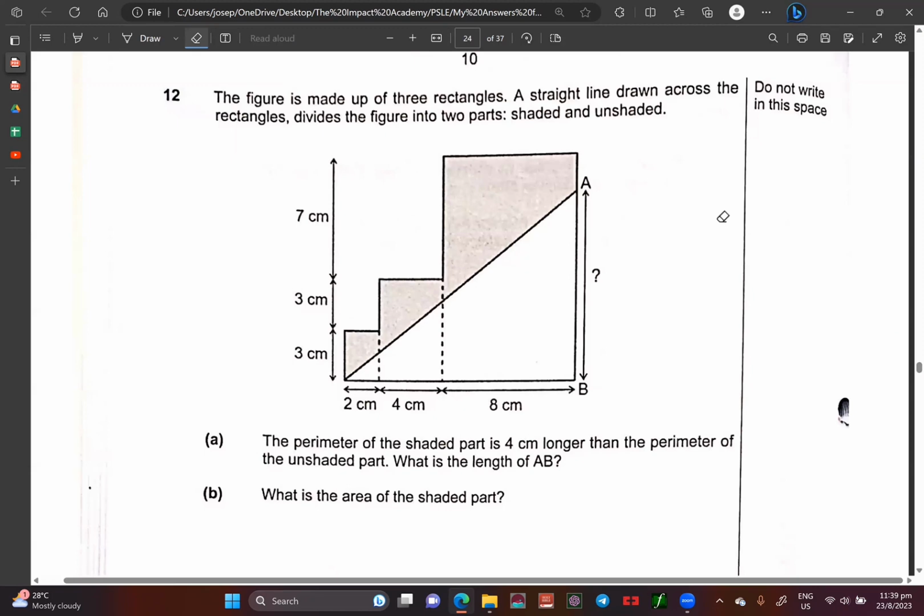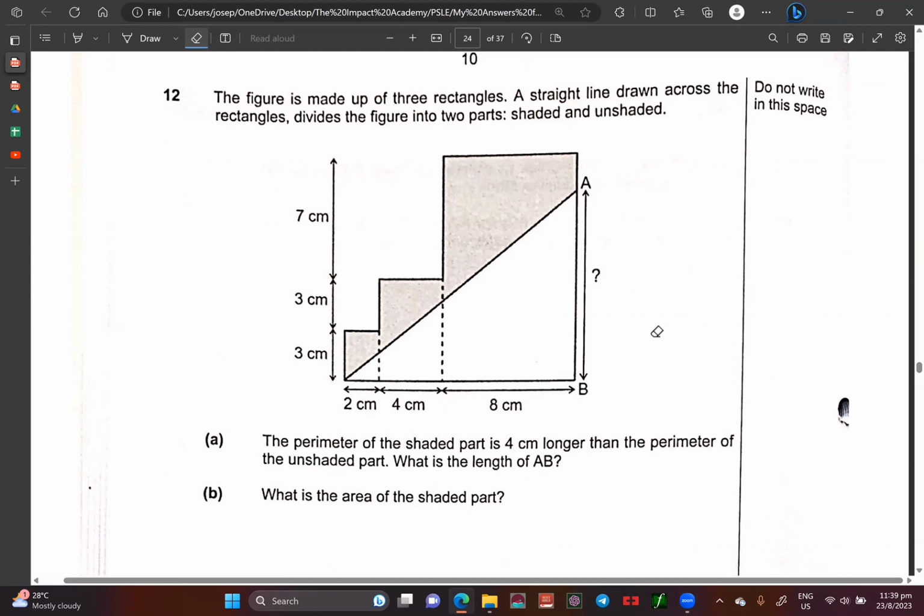Well, let's take a look at question number 12. It says that the figure is made up of 3 rectangles. Let me just highlight for you to see. This is 1, this is 2, this is 3. And a straight line drawn across the rectangles divides the figure into 2 parts. We have the unshaded part and the shaded part. I apologize, this is the shaded one, this is the unshaded one. It's obvious to me that the shaded one is in a shape that is not usual, and the unshaded one is in a shape that we all know. It is a triangle. So let's start reading A.